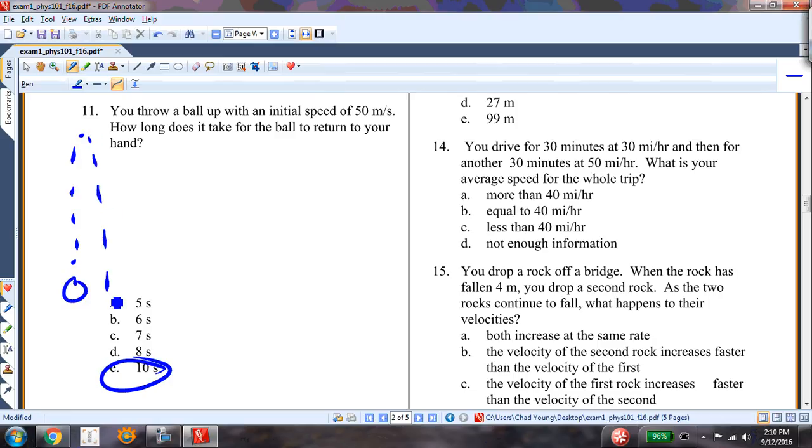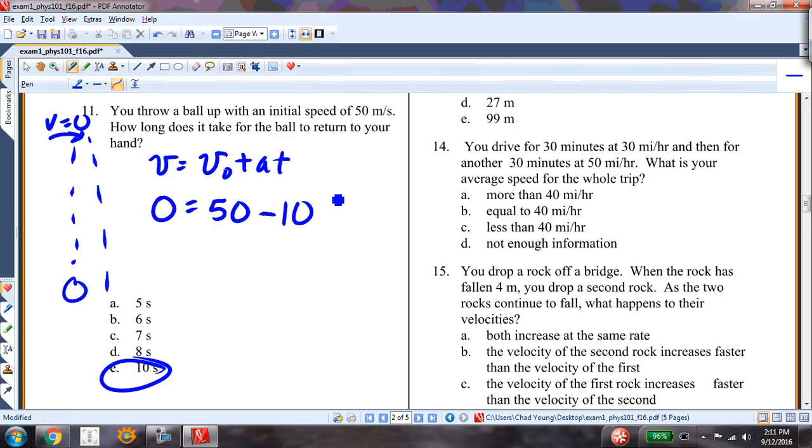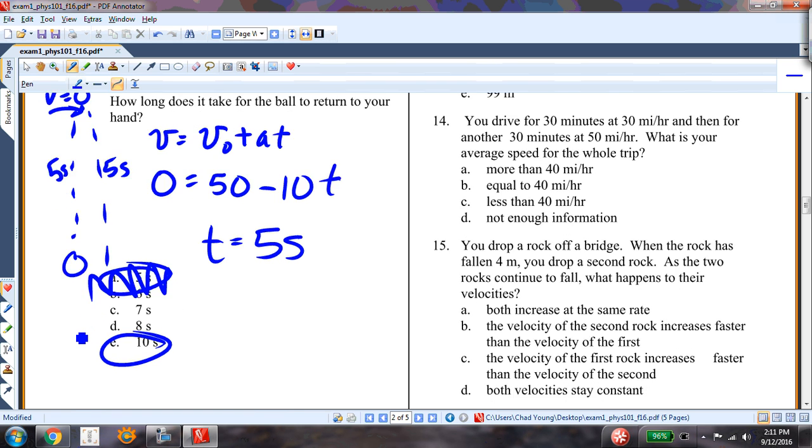Ball goes up, comes back down again. It takes 5 seconds to come up here to the top. But let's just work this out a little more systematically. So up here at the top, I know that V is equal to 0. So I say that V is equal to V naught plus A times T. 0 is equal to 50 minus 10 times T. So T is equal to 5 seconds. But the answer is not 5 because it takes 5 seconds to go up and 5 seconds to go down. So A is not the right answer. E is the right answer for number 11.